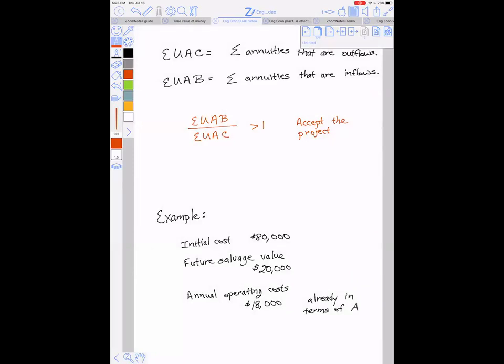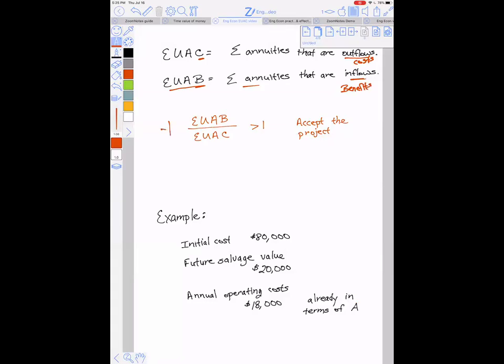Okay, so what EUAC, equal uniform annual cost, is, is to summarize the annuities that are outflows. That would be the costs. Equal uniform annual benefit is to summarize the annuities that are cash inflows or benefits.